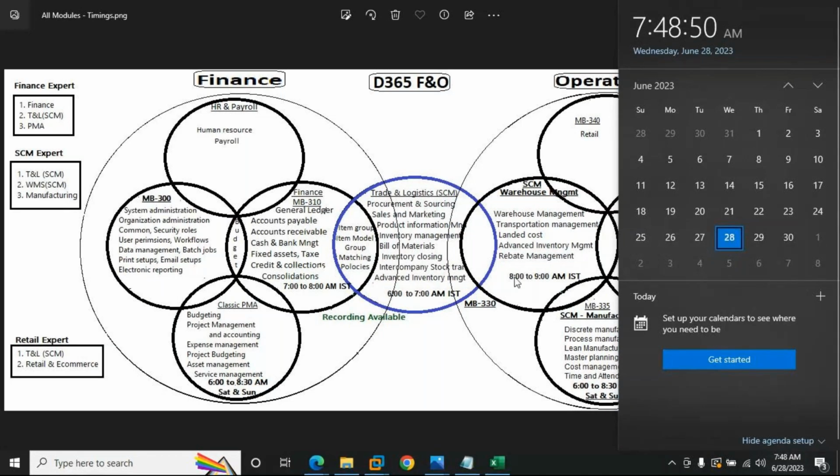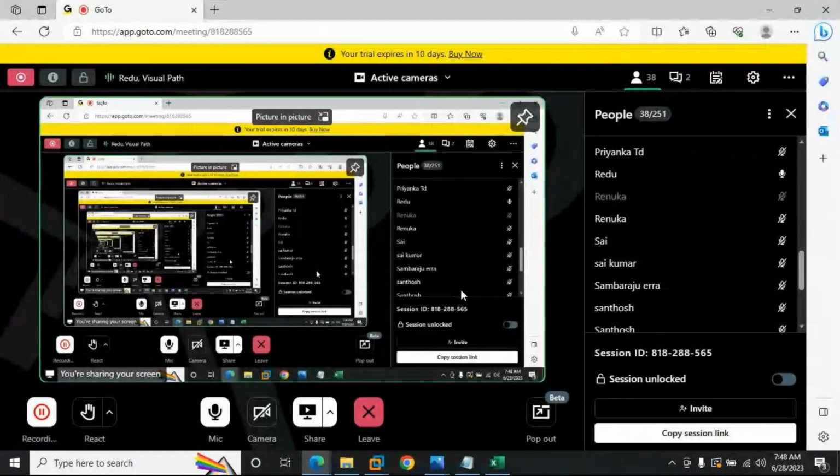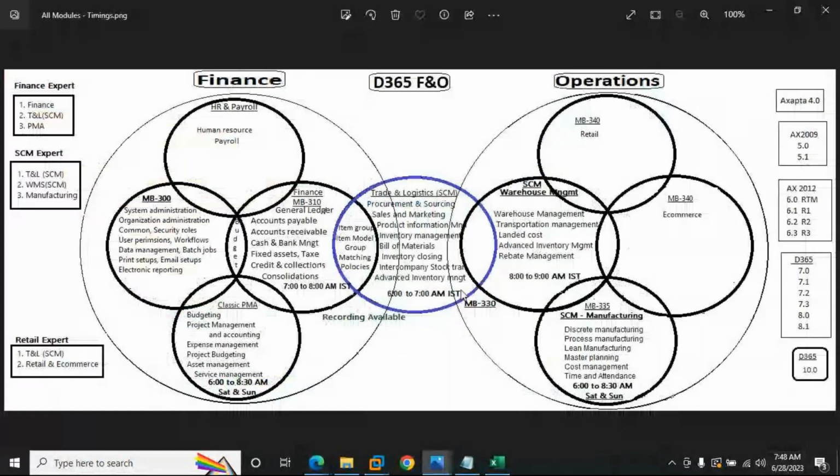Does trade and logistics include supply chain and manufacturing? It is a part of SCM. Trade and logistics means procurement and sourcing, sales and marketing, product information management, inventory management, bill of materials, inventory closing, intercompany stock transfer and advanced inventory management. You will understand all these things. And master planning also. MRP I will also include. Yeah, it is there.